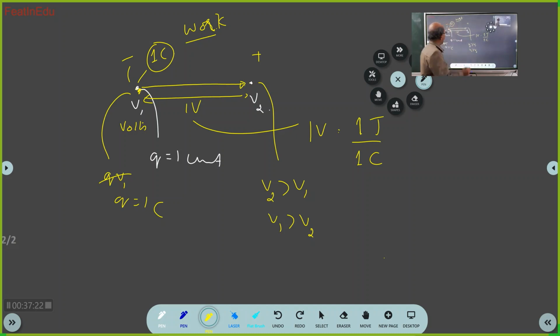Okay. Now, if I move 1 coulomb charge from this point to this point, which is at a potential difference of 1 volt, this is the lower potential, this is the higher potential, then I will expend 1 joule of energy for every coulomb. Then the potential difference is 1 volt. If the potential difference is 1 volt, and if I move 1 coulomb charge from lower potential to higher potential, then I am expending 1 joule of energy.